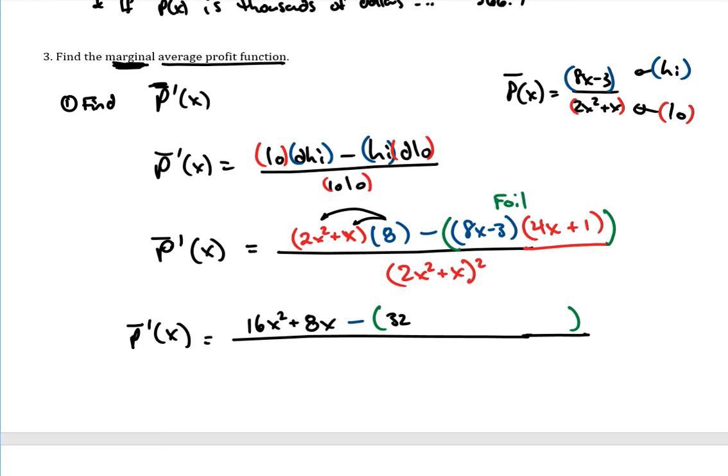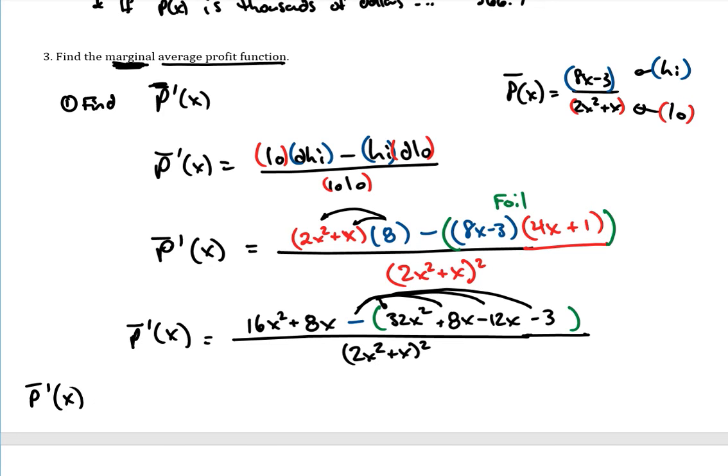So 8x times 4x is 32x squared. And then 8x times 1 is positive 8x. Negative 3 times 4x is minus 12x. Negative 3 times positive 1 is minus 3. All over the same old 2x squared plus x getting squared. All right, and then now I can distribute this negative through. You could also combine this first. I'm going to distribute the negative, and then afterwards look for combining. So let me put that over here so I make sure I have enough room.